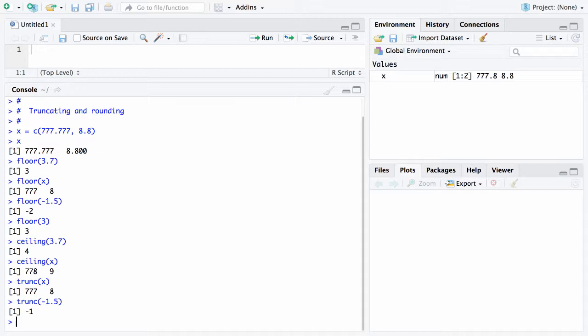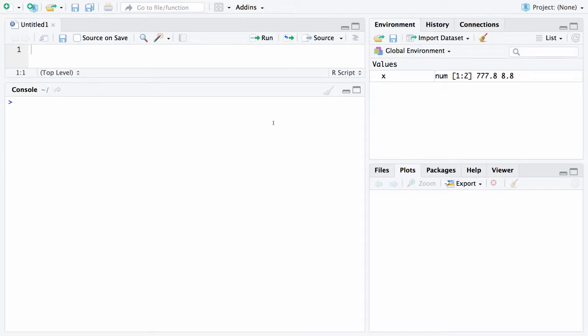There's another one called round. Let me go up here to the broom and clear this out. We'll start afresh. There's x. If you want to round the values of x, this will round them. So 777.777 gets rounded up to 778, and 8.8 also gets rounded up to 9.